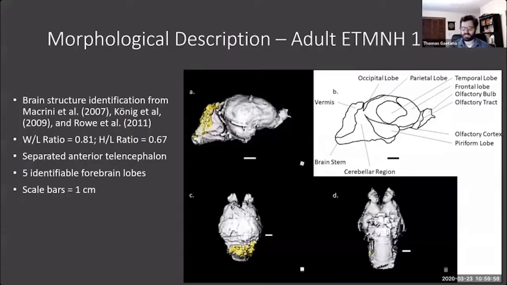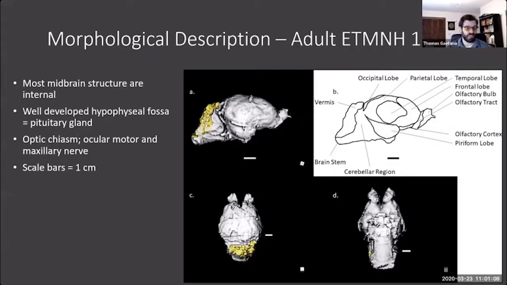For me, the separated anterior telencephalon, and by telencephalon, I mean to say this anterior portion of the brain here. Within that space, in dorsal view, you can see the separation of the olfactory bulbs and the frontal lobe areas, and then additionally 5 other identifiable lobes of the forebrain.